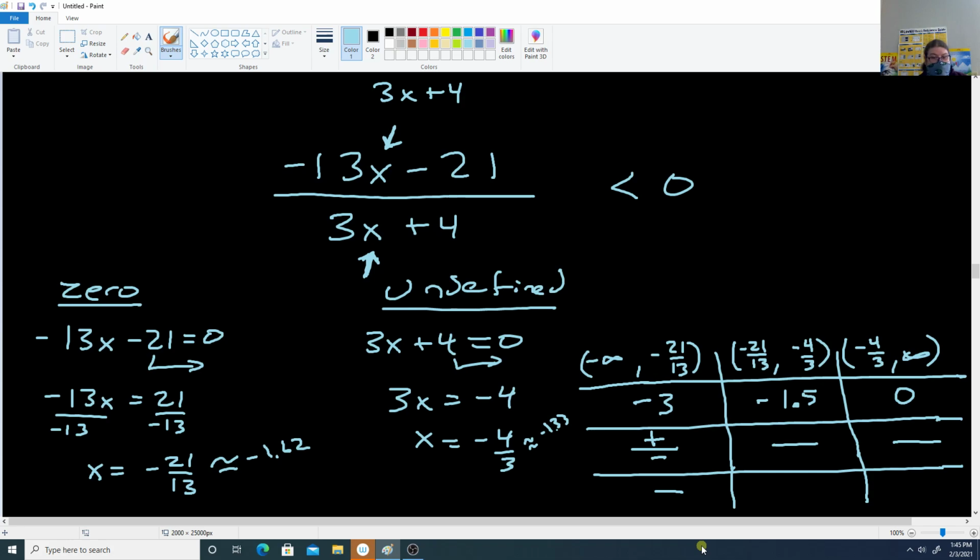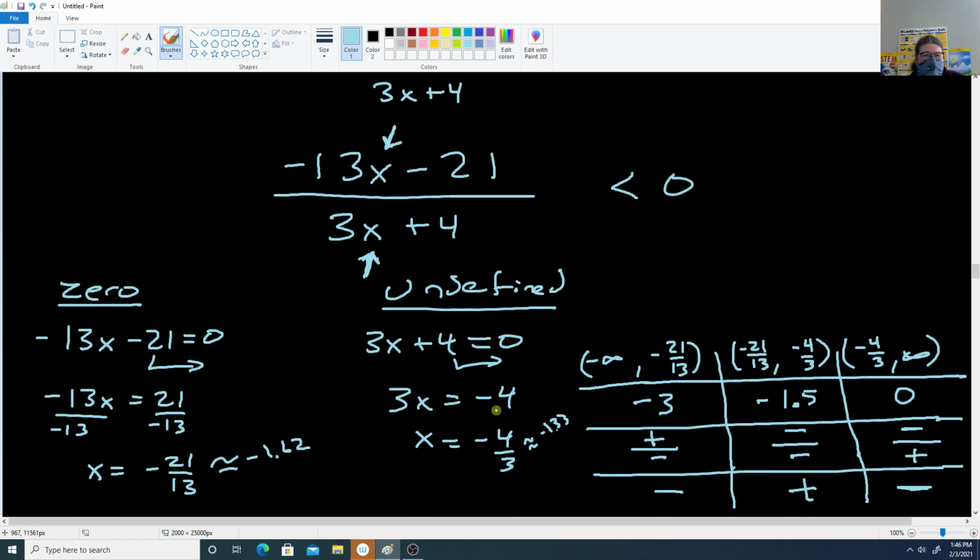When I put in negative 1.5, let's see what that makes the top. The top is negative. When I put negative 1.5 into the bottom, I end up with negative 0.5, so we're negative over negative here, which is positive. Then I put 0 in the top, I get negative 21, which is negative. Get 0 plus 4, which is positive. So we end up being negative there.